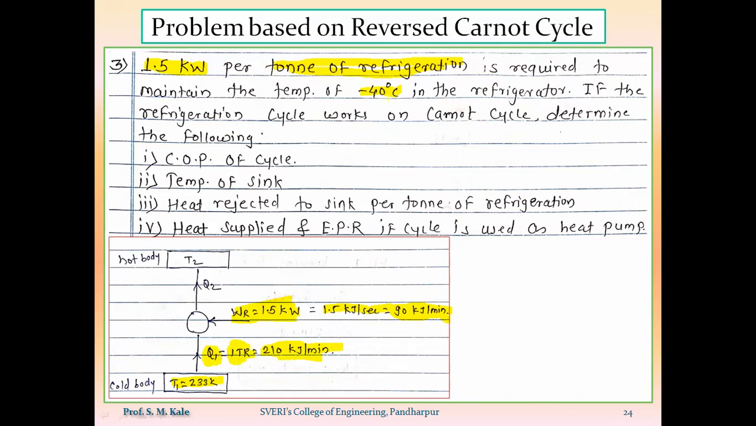And the temperature which is maintained is nothing but minus 40 degrees centigrade. So T1 is nothing but 233 Kelvin. Now the rest of the thing will be very easy. Find out the COP of the cycle.